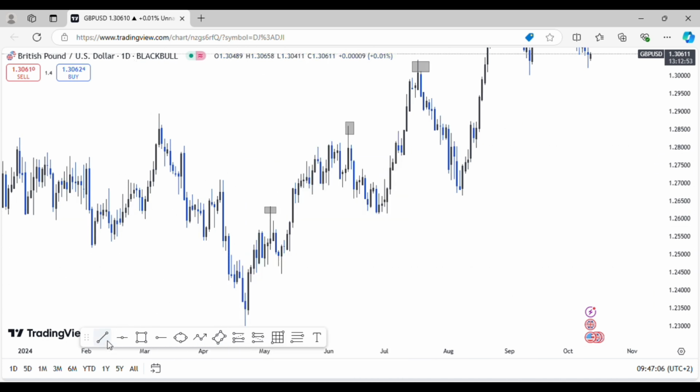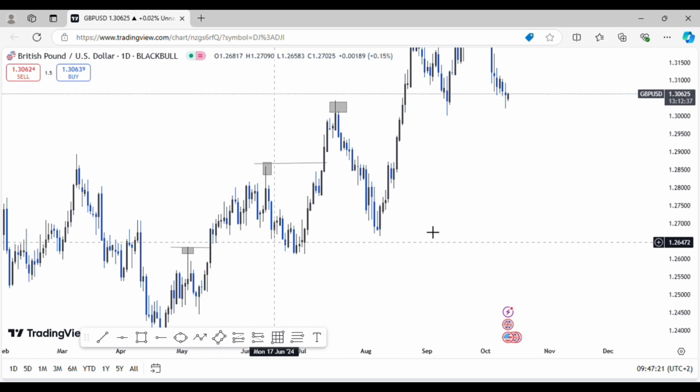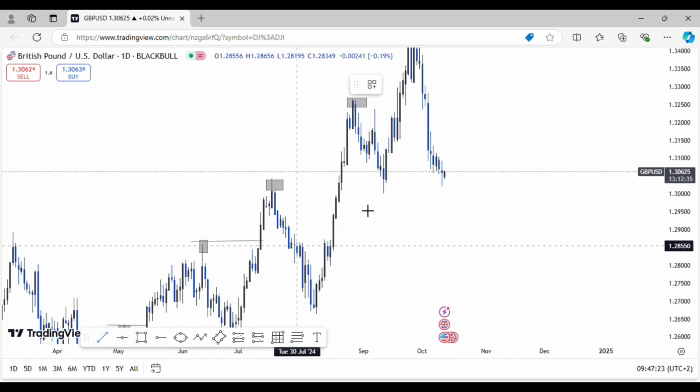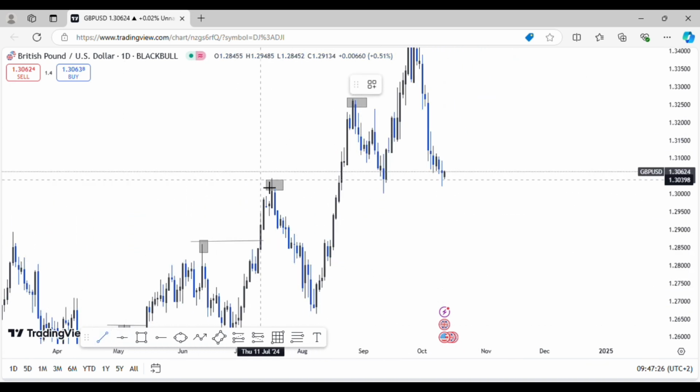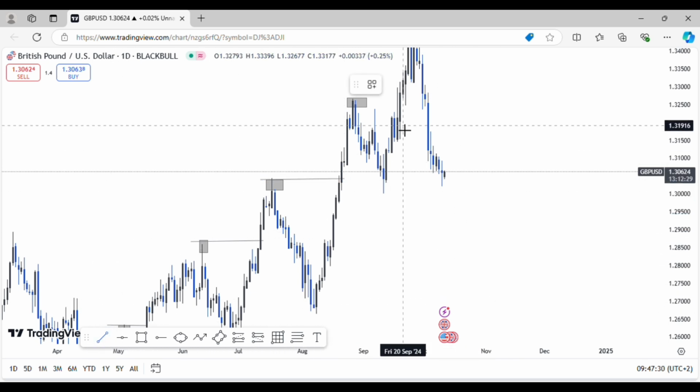We have a break of structure there. Understand? Sorry about that. We have a break of structure there. Understand, guys? And also we have a what? We have a break of structure there. And we have another break of structure there.